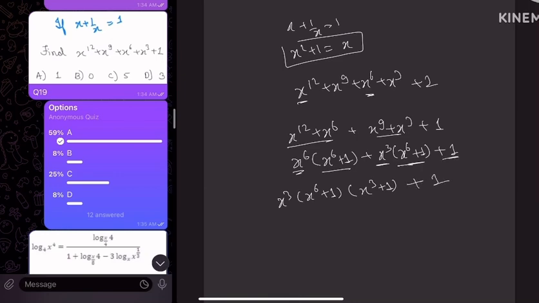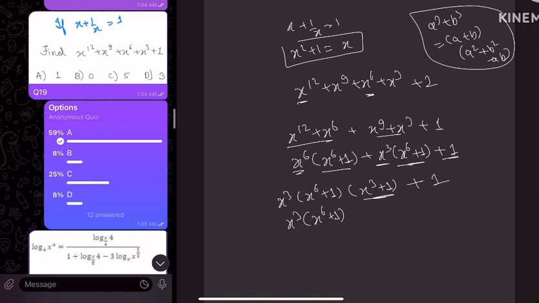Okay, now move ahead, leave it as it is. Just apply the formula over here. We know that a cube plus b cube is a plus b, a square plus b square minus ab. Okay, so we'll be applying this. So x cube plus 1 is x plus 1, x square plus 1 minus x. Okay, here we know that x square plus 1 is x, so in place of this we can only write x. Okay, we also have plus 1 this.